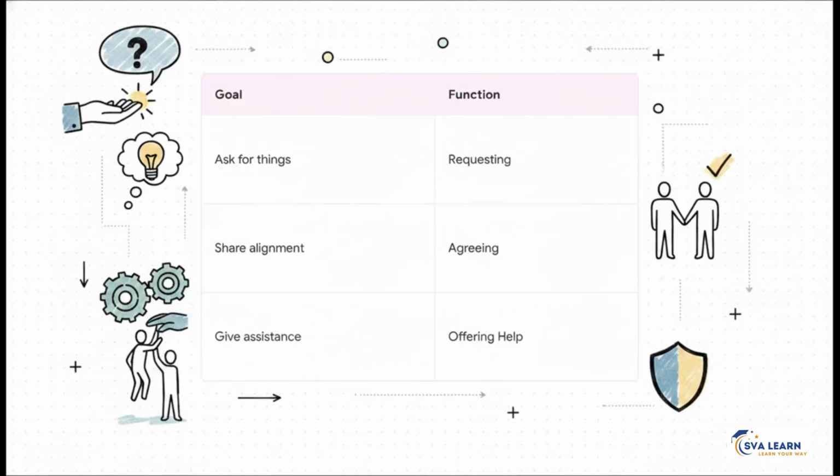Here is the secret. Every single sentence we speak has a specific job to do. When you want something from someone, your language functions as requesting. When you align with someone's thought, that's agreeing. When you step up to assist someone, it's offering help. By identifying the function behind a sentence, you stop just blindly reacting to words and you start understanding the deep psychology of the conversation itself. And honestly, this is the exact skill that makes you a highly persuasive, empathetic communicator.